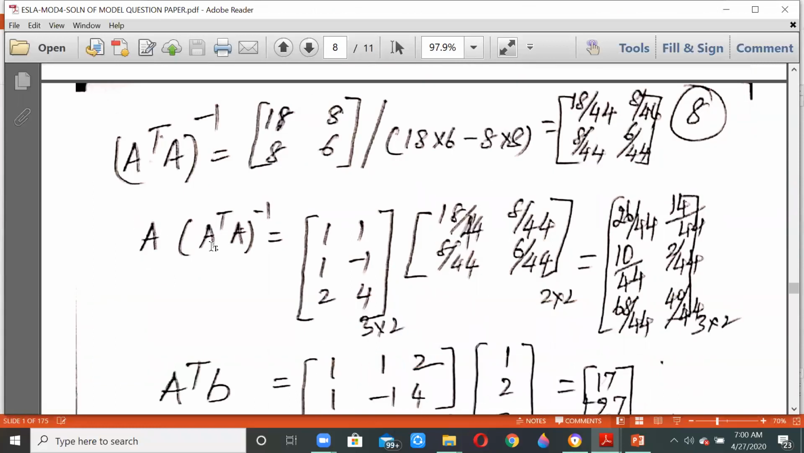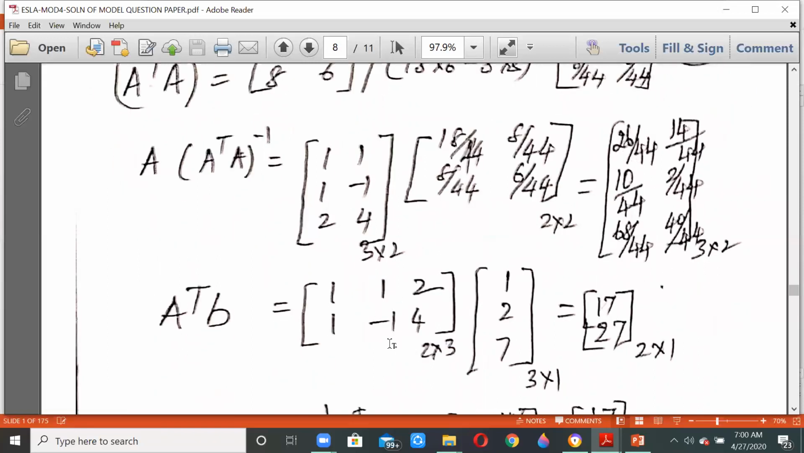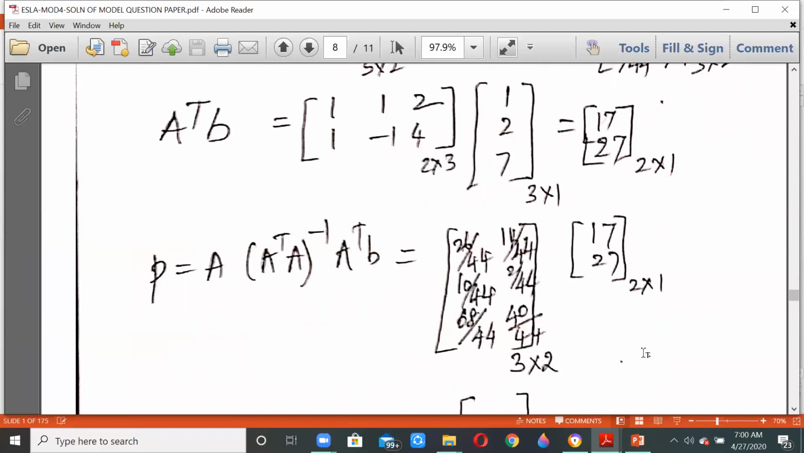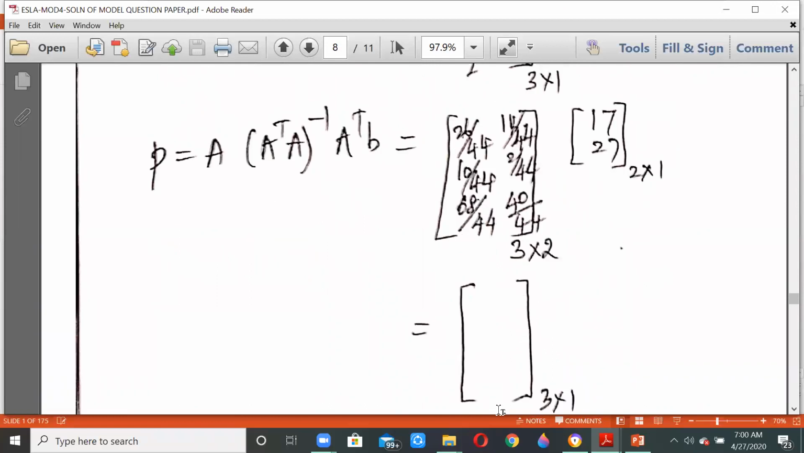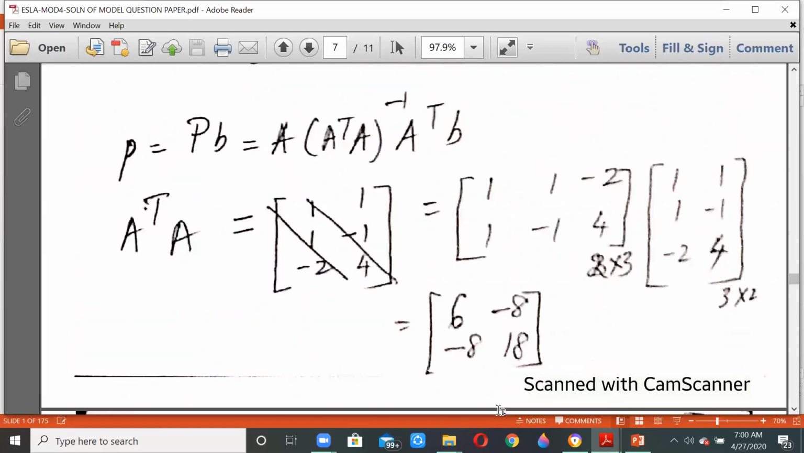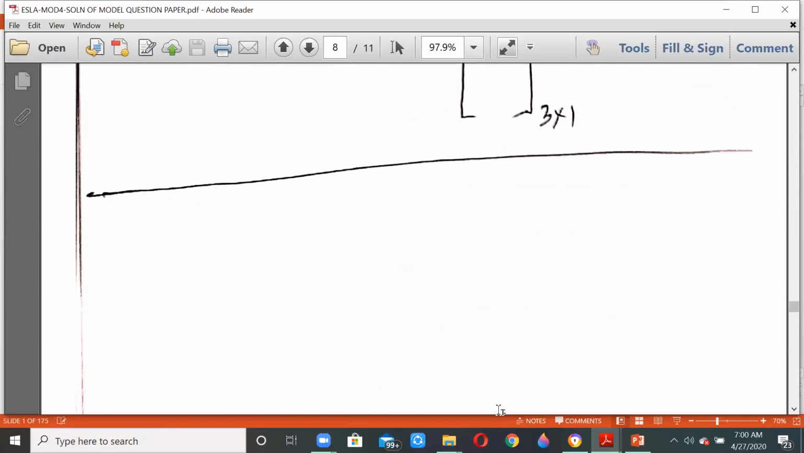Then you multiply A with this whole thing. A is this and A transpose A inverse is this. You'll get the value of that as this. Then you find the A transpose B, which is 112, 114, 127. You'll get 1727. Then P will be this whole thing multiplied by this, and whatever you get, you can write over here. That corresponds to the projection P, small p. We needed to find the projection of B onto the column space of A, and that is what we have done.